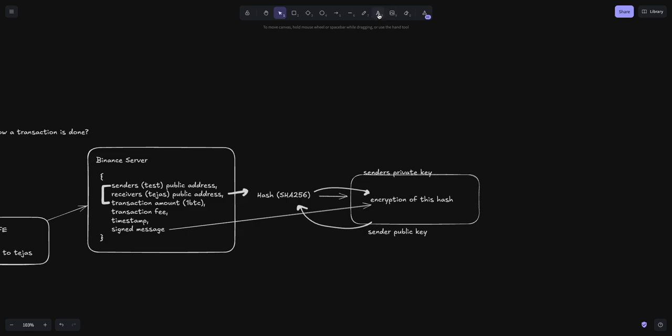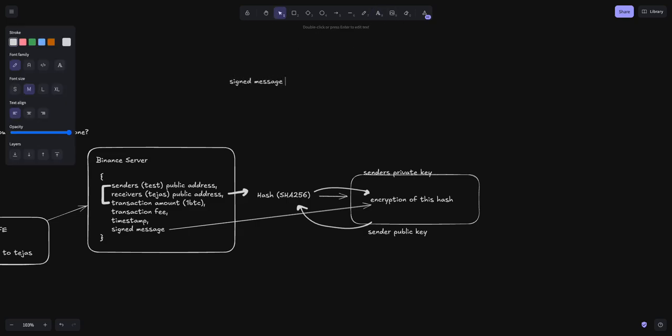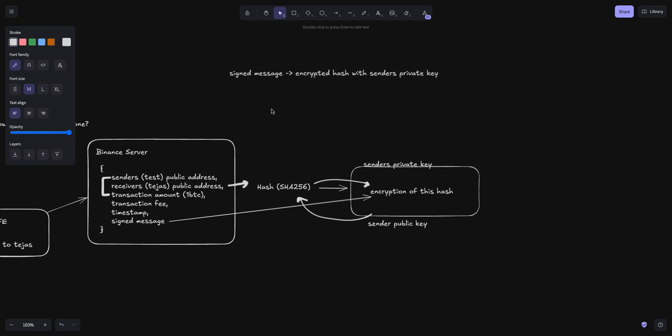What is a signed message? I will write it up here. A signed message is nothing but the encrypted hash with the sender's private key. And here the private key is very important. If you share your private key with anyone, they would be able to sign this transaction, and hence it is valid. And that's why you don't share this private key. Now, I hope you understand what this signed message is.